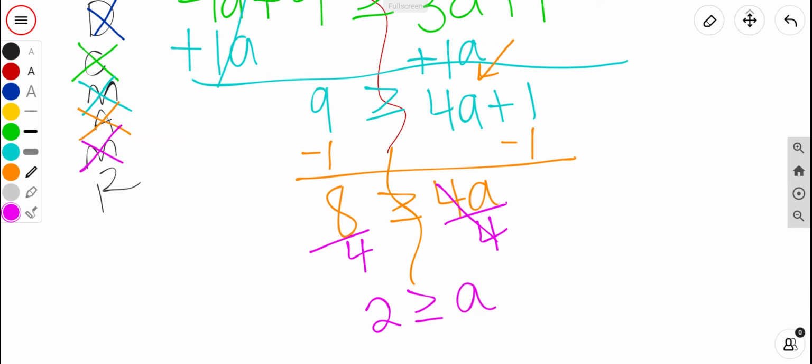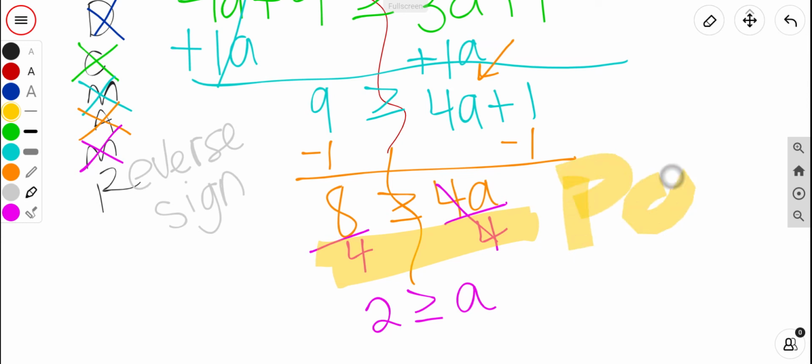Okay. Next step is reverse. We reverse the sign if we multiply or divide by a negative. So we look, did we multiply or divide by a negative? Nope, it was a positive. Okay, so I'm not reversing the sign. So I get to skip that step totally.